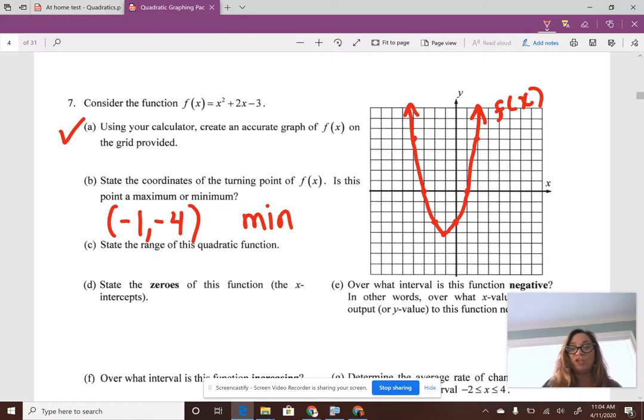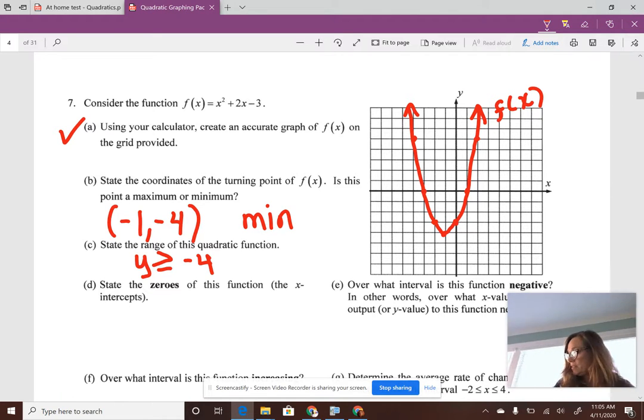State the range. So for the range, you're going to find the lowest or highest, but in this case, the lowest possible y. So it's -4. So this is y's are greater than or equal to -4. Different than exponentials, because with exponentials, you didn't equal something. It was like going towards it, but never touched it. But for parabolas, they touch the turning point. The turning point's part of the function.